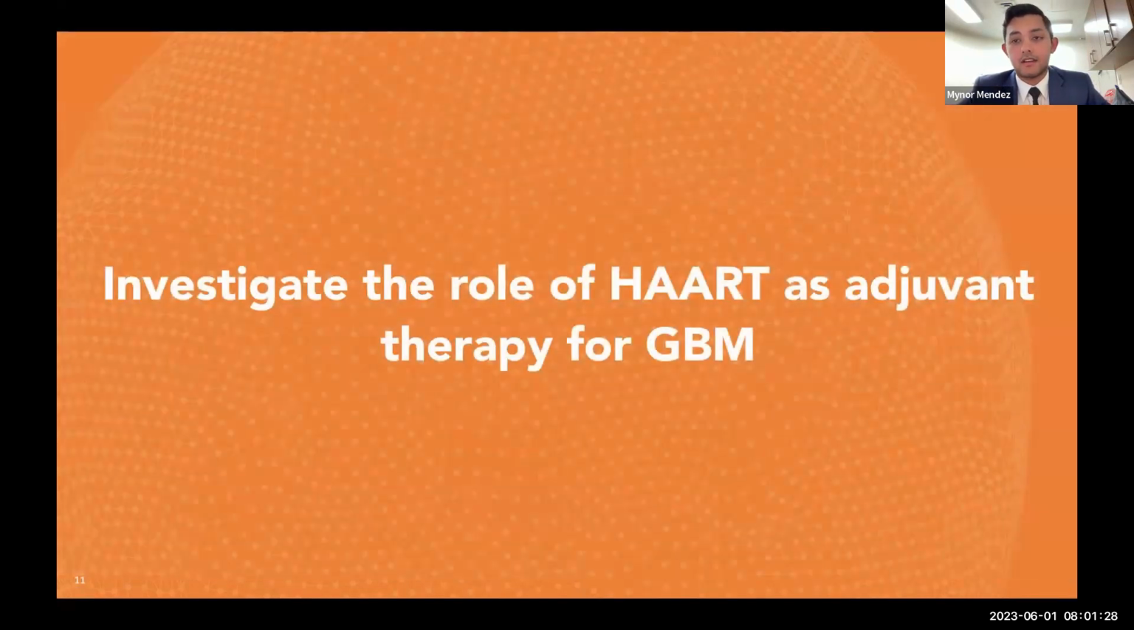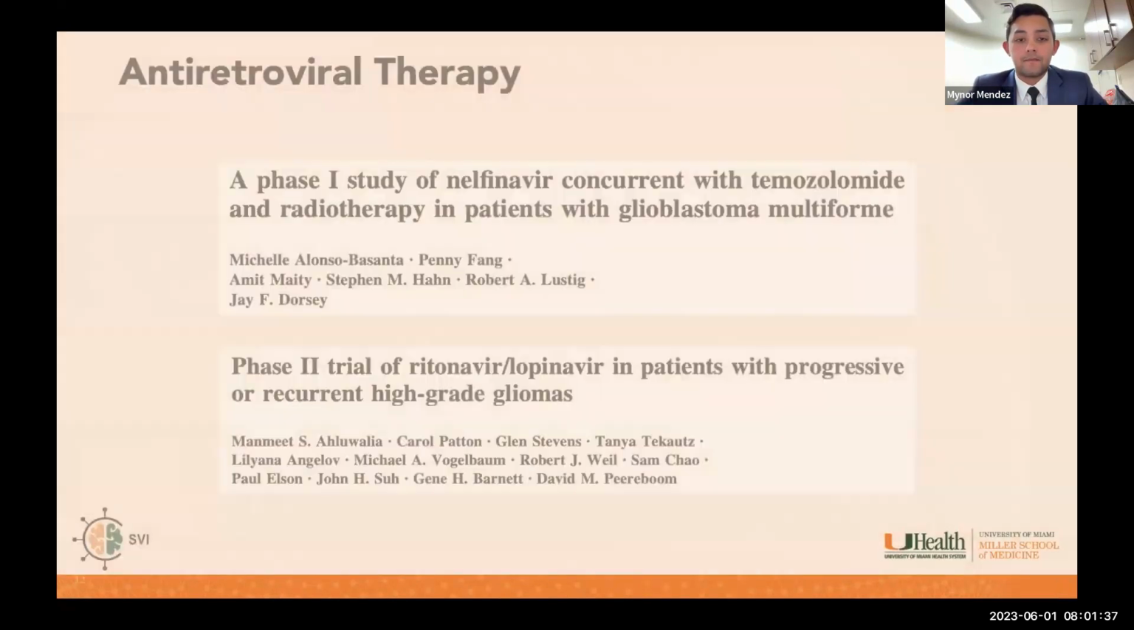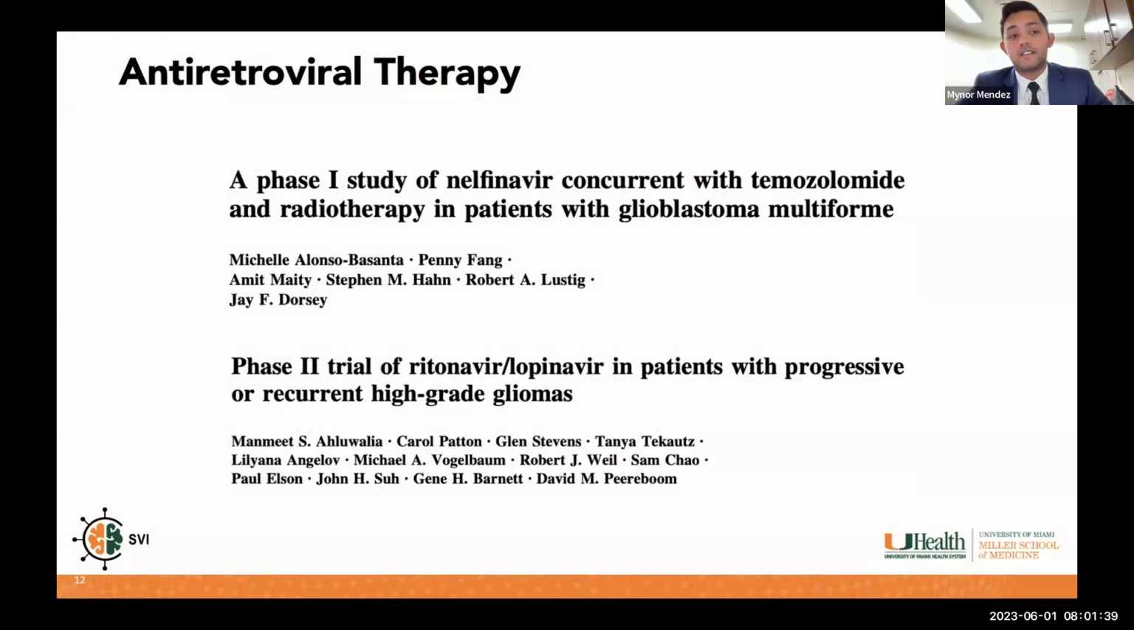So the next objective was to investigate the role of highly active antiretroviral therapy as a potential therapeutic agent for GBM. And so far to date, there have only been 2 clinical trials reported on using antiretrovirals for the treatment of GBM. And since then, there have been no further studies done.